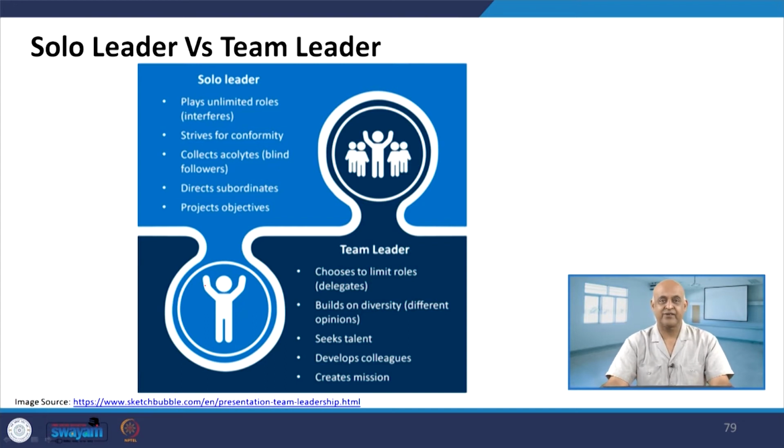So it is conformity versus diversity. The solo leader collects acolytes, blind followers, while the team leader builds on diversity, and it is a totally different approach. The solo leader directs subordinates, while the team leader develops colleagues and projects the objectives. Here he creates the vision and mission statements. So the role and responsibility of the solo leader vis-a-vis the team leader is totally different, and they have to perform accordingly.